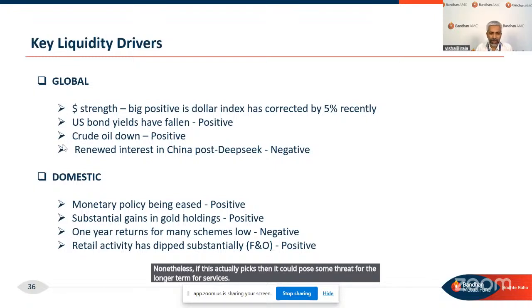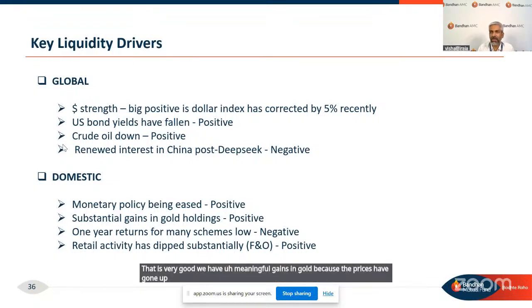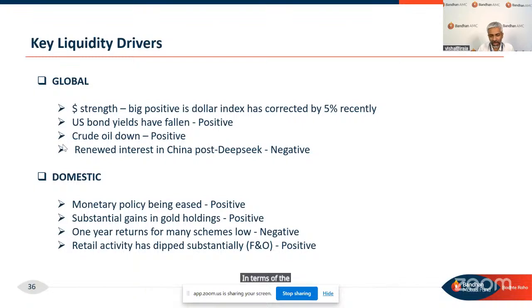And so, as I mentioned, on the domestic side, monetary policy has been eased. That is very good. We have meaningful gains in gold because the prices have gone up. And there was a statistic that India has as much gold as the 7 central banks combined in terms of the household gold. It would actually be much more than that, but that is very good news for the country.